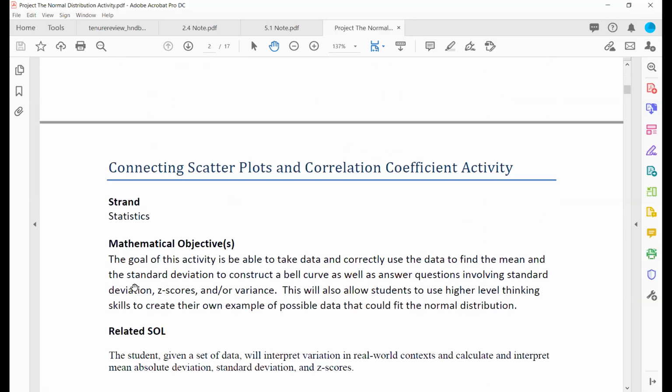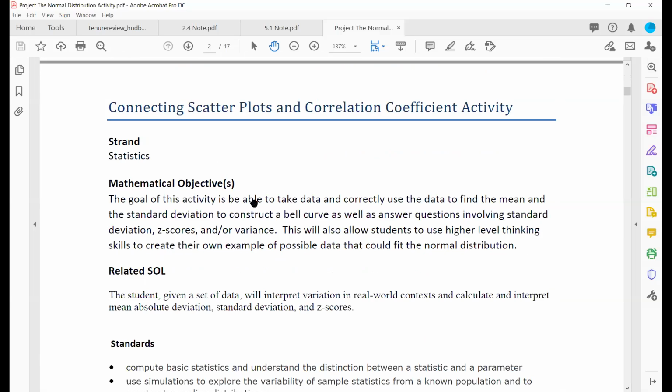Well, let us move on to the next page. The goal of this activity is to be able to take data and correctly use the data to find the mean and the standard deviation to construct a bell curve, as well as answer questions involving standard deviation, z-scores, and or variance. This will allow students to use higher level thinking skills to create their own example of possible data that could fit the normal distribution.